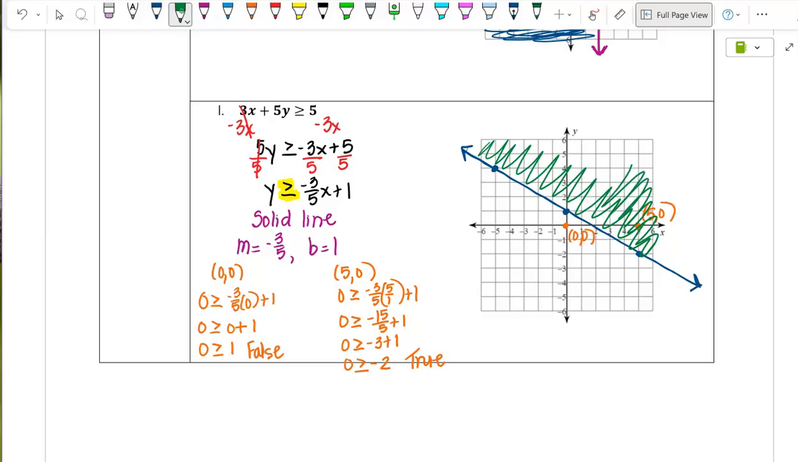So this is what your solution should have looked like when you finished shading. So again, you need to make sure your inequality is in slope-intercept form. You need to determine it as a solid line or a dashed line. Once you've graphed it from your slope and your y-intercept, then you have to pick your points on either side of the line to test to see which one gives you a true statement, so you know which side of the line to shade, and that's where all your solutions lie.